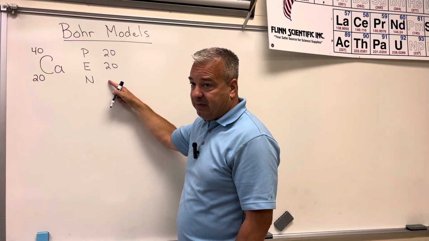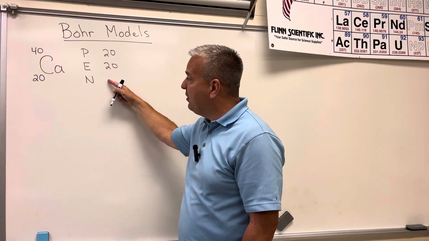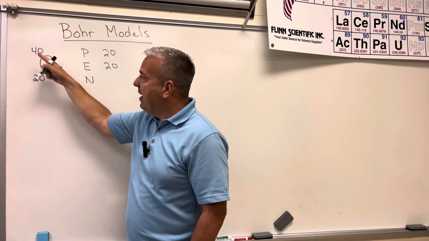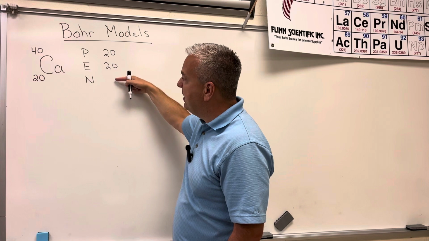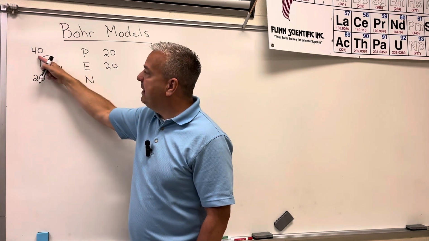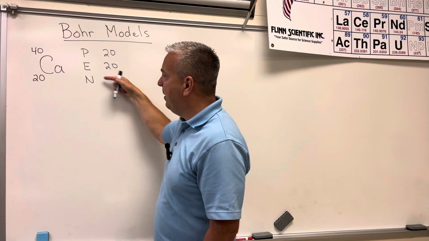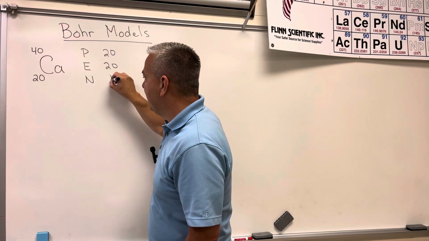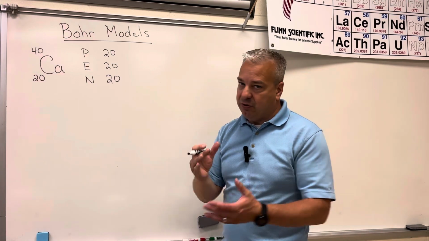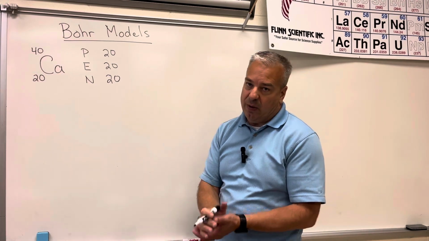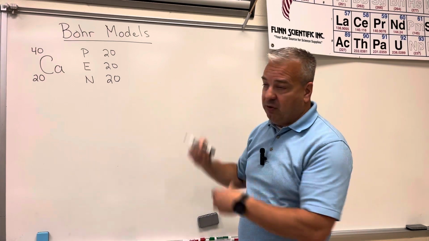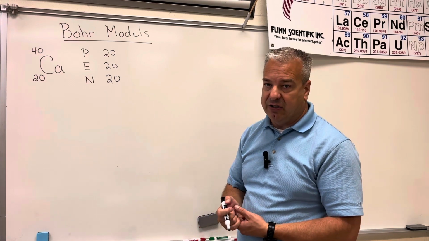Now, the neutrons have no charge, so I'm not really looking at charge, but I am looking at the mass. The mass is 40, and the mass comes from protons and neutrons. So when I add the protons and neutrons together, it needs to equal 40. So 20 plus what number will give me 40? It's going to be 20 as well. So in the calcium atom, there's 20 protons, 20 electrons, and 20 neutrons. It doesn't always work out to be an even number for all of them, so you have to go through that process that I just covered.